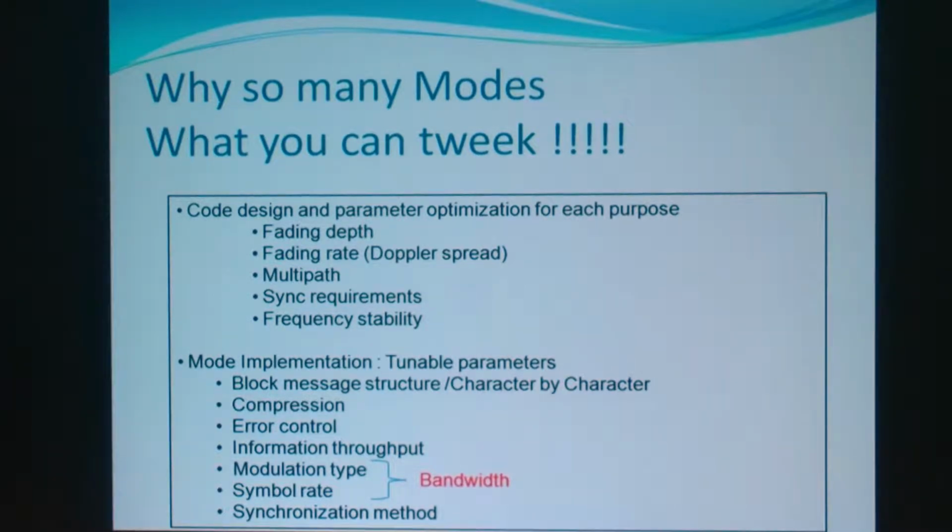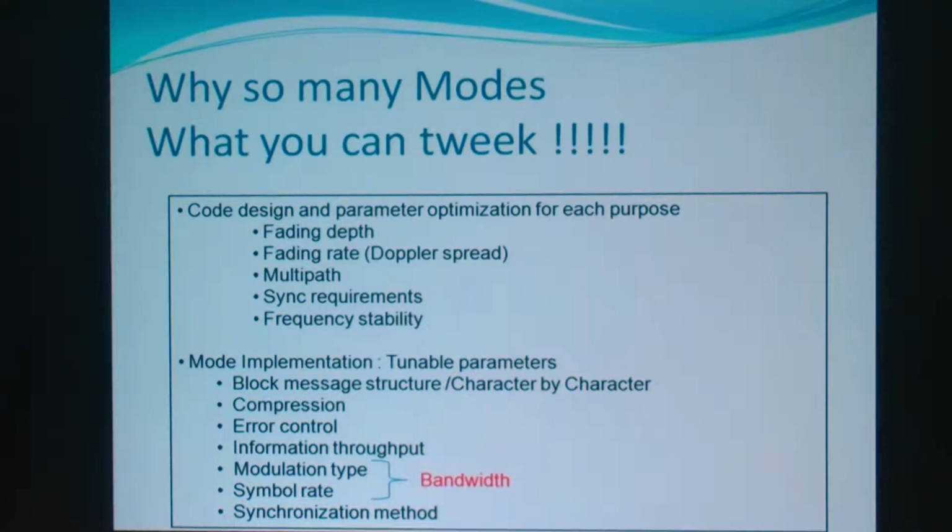And then the ones at the bottom are the things you can change. You can either send character by character, so you type it on the keyboard, it flies out over the air and comes out the other end. Or you can do block messaging, where you take a number of characters and put them together and then send them. If you do that, you can then do things like compression on them to make the number of bits you send smaller. You can put error correction in.